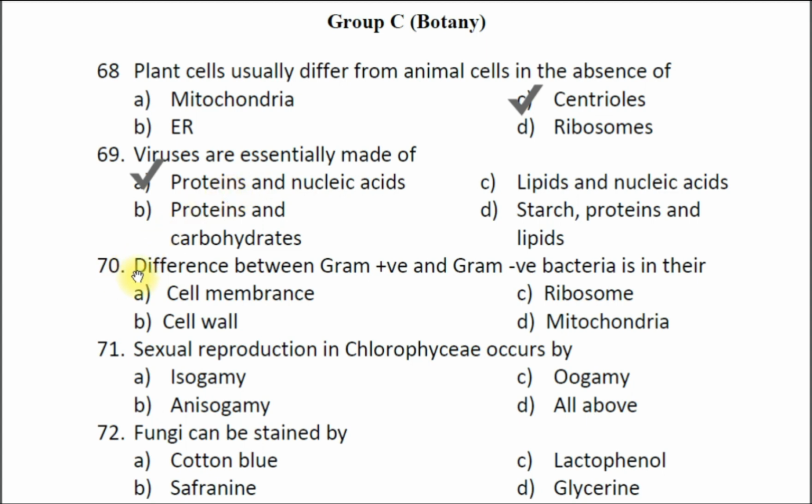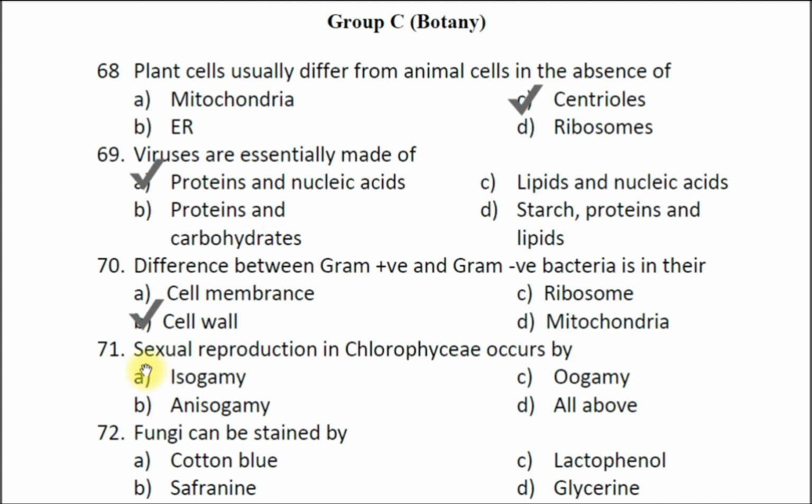Question number 70. Difference between gram-positive and gram-negative bacteria is in their A. cell membrane, B. cell wall, C. ribosome, D. mitochondria. The correct option is the B. cell wall. Gram-positive and gram-negative bacteria differ in cell wall. In the case of gram-negative bacteria, there is the lipopolysaccharide LPS, which is absent in the gram-positive.